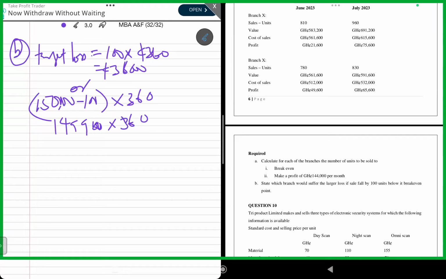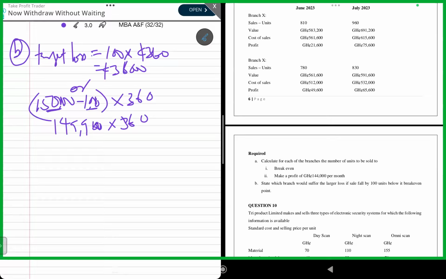Are you good? Yeah. If they sell 150,000, they will break even. And he said, what if there's a shortfall of 100? In other words, they are not able to sell 150,000 by 100 units. Then it means they will sell 149,900.